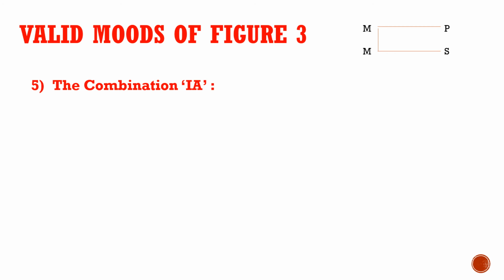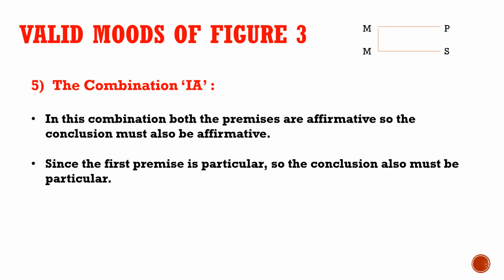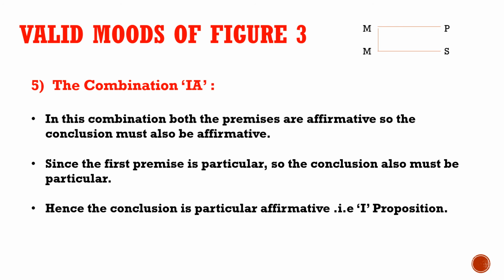Let us understand the valid moods of figure 3, the fifth combination, the combination of IA. Here you can see that both the premises are affirmative, so obviously the conclusion will be affirmative. Now, as per the rule of figure 3, the conclusion must be particular and even the major premise is particular, so obviously the conclusion has to be particular. Hence, the conclusion will be a particular affirmative I proposition. This mood is IAI and it is called Disamis.